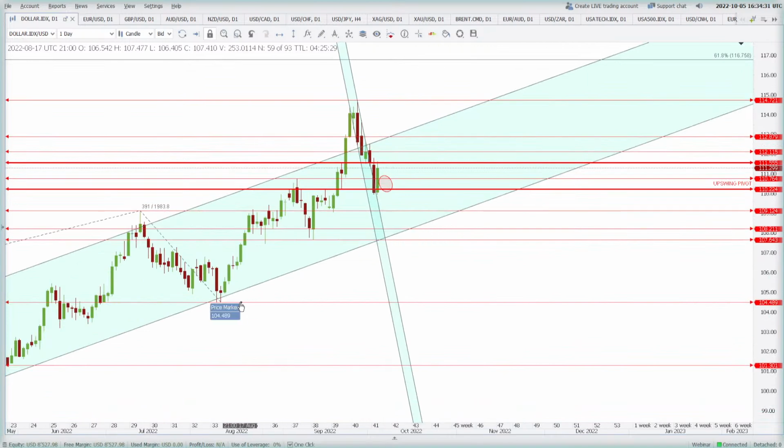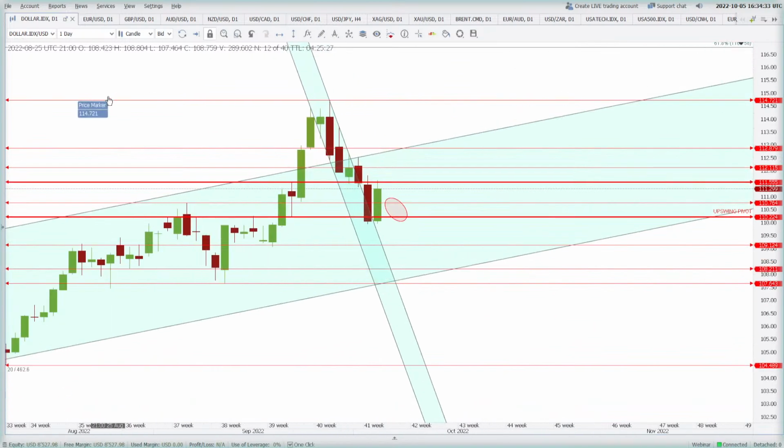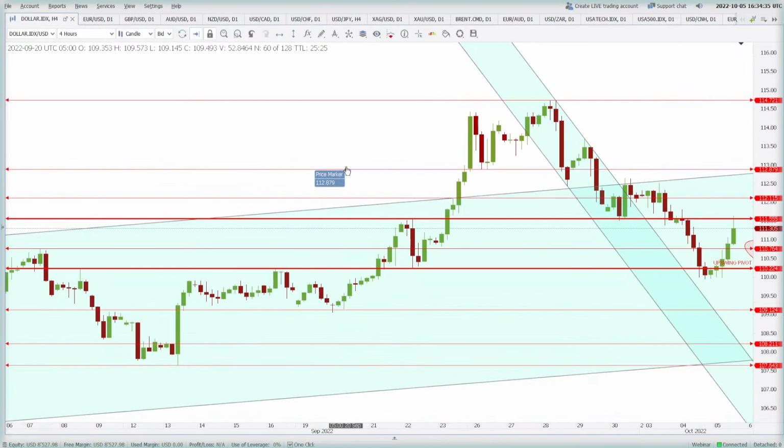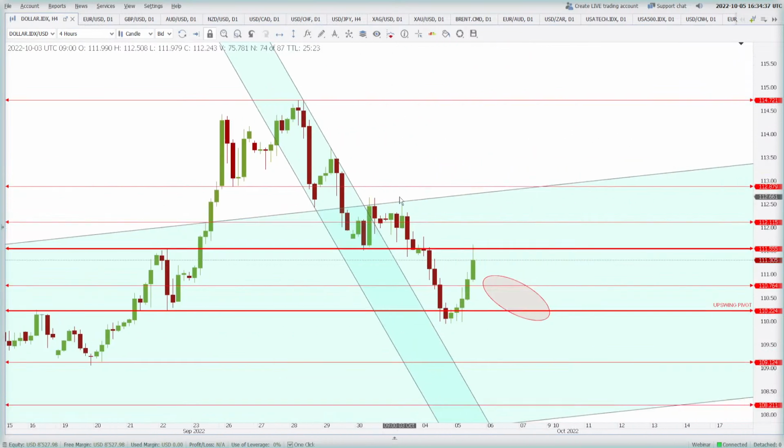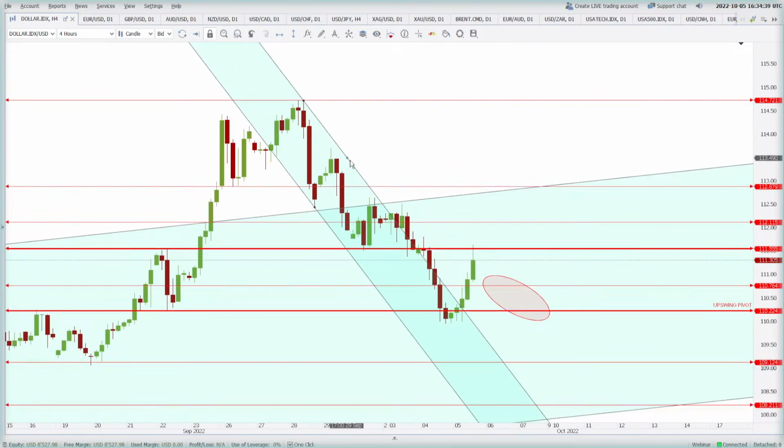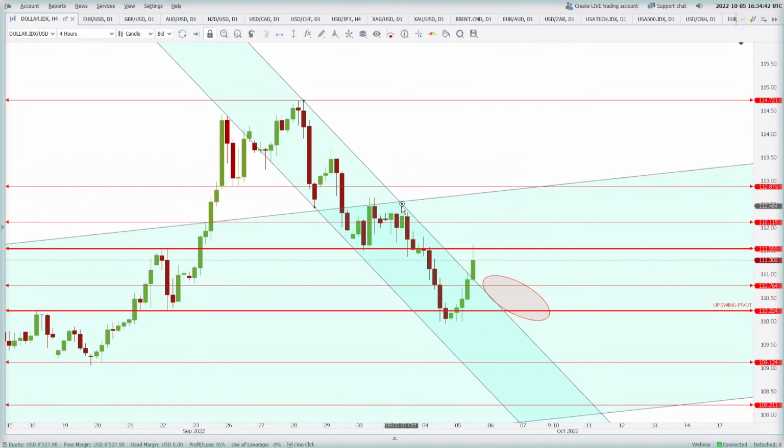This is the channel that the price is following, and if you switch to 4 hour here, and since this channel has broken, why not include this? Okay, so from here also in the falling channel, this has been a breakout, but the problem is that now the 111.155 area is the resistance.